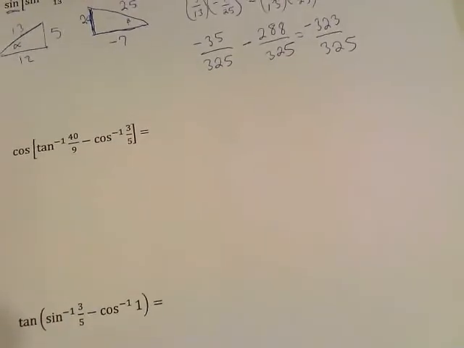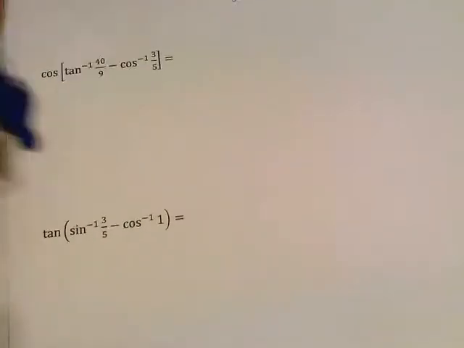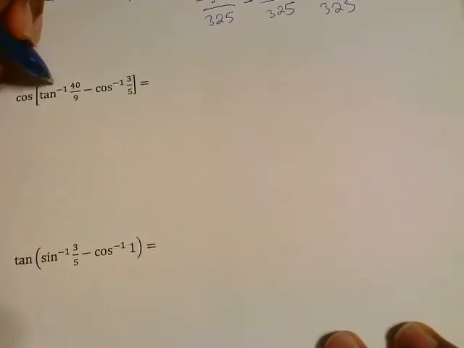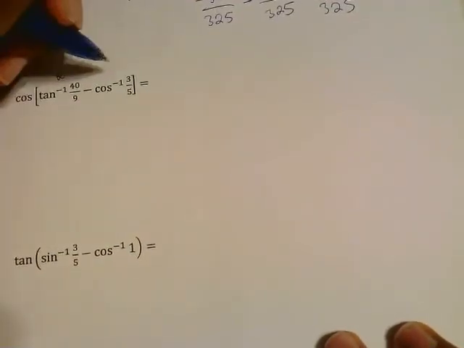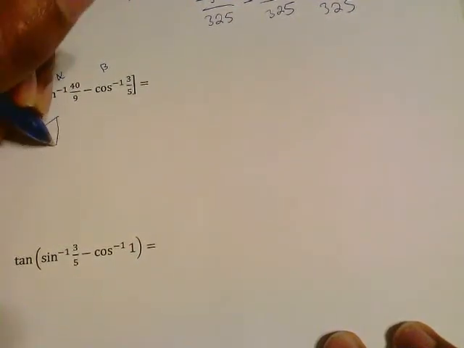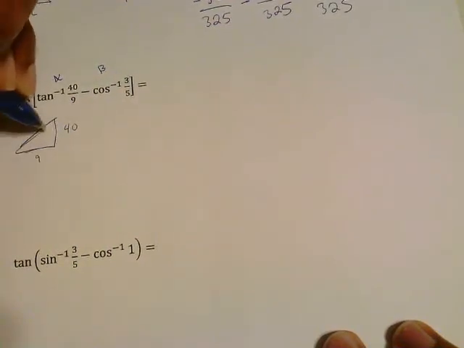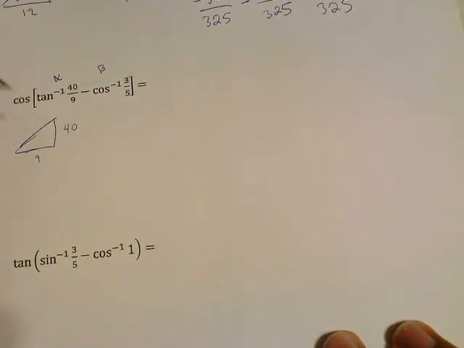Now we have a cosine function where our angle measures are written as inverses. Again, we can label our angle measures as alpha and beta. Alpha is tangent inverse of 40 over 9. Tangent inverse is positive, so that is a triangle in the first quadrant. We have 40 for the opposite and 9 for the adjacent, since tangent is opposite over adjacent. Using the Pythagorean theorem, we get 41 for the hypotenuse.